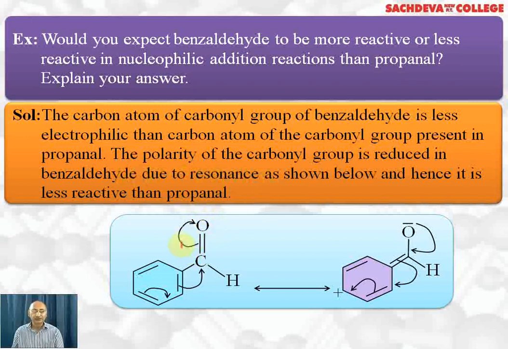As we have shown in the previous resonating structure also, this pair shifts to this, oxygen becomes negatively charged. This pair of electrons results in the formation of a double bond.